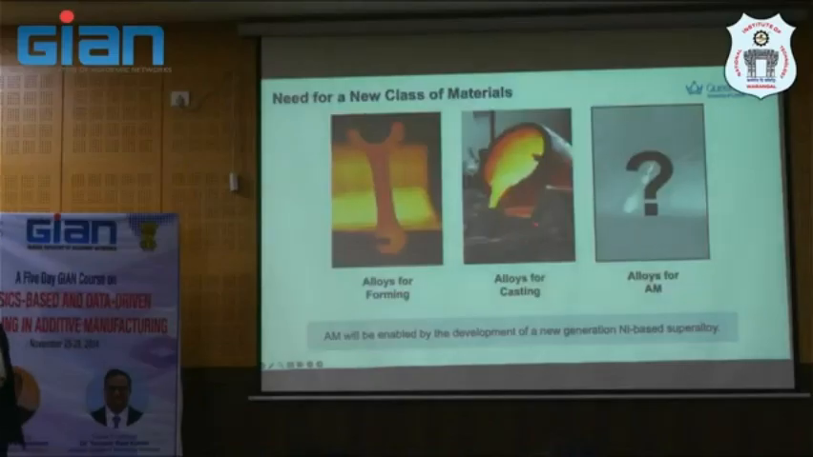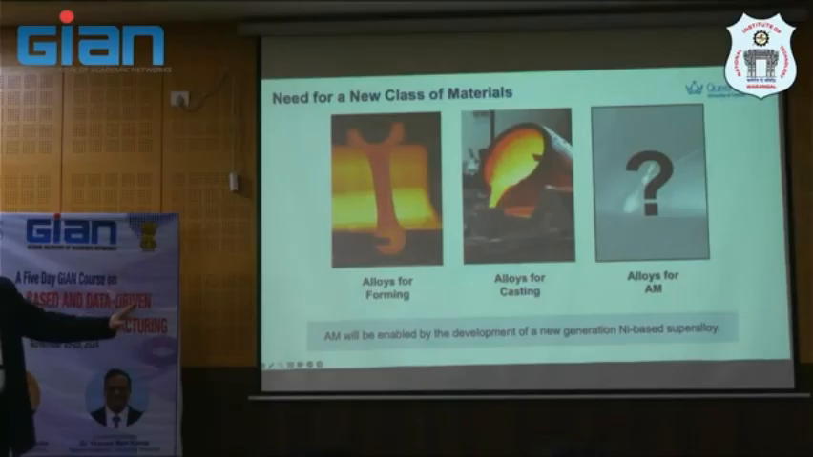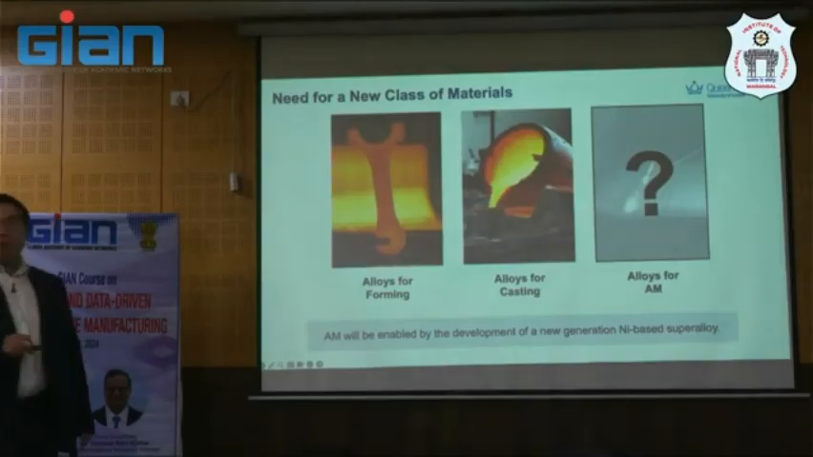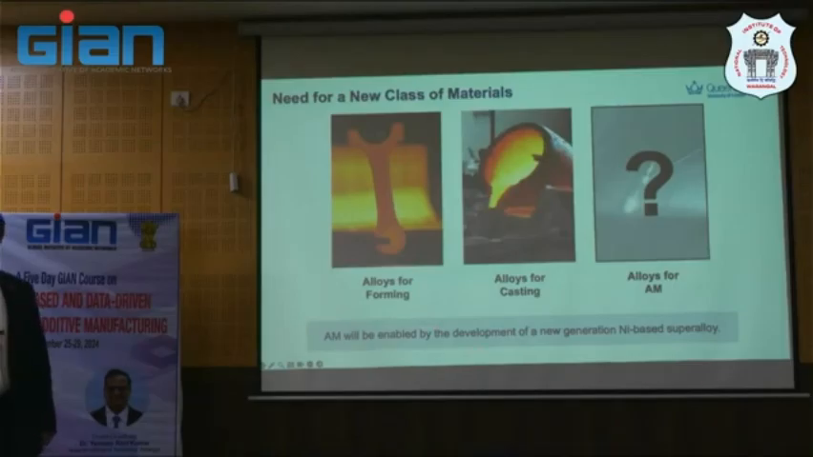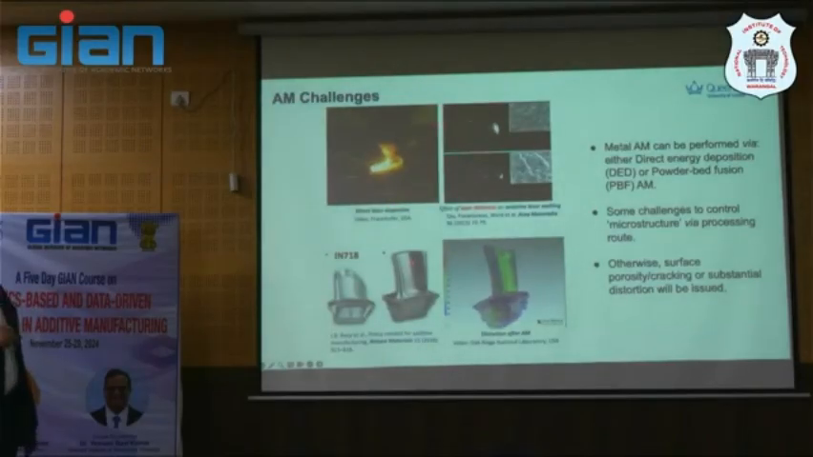This is a bit of repetition from a previous slide, where I highlight the output. This is the underlying thought: we hypothesize that we need a new class of material for the new processing approach that we use. Every time we have a new process like forming, casting, or additive manufacturing, the question is whether or not we can use the same material. That is the hypothesis. We said AM will be enabled by development of a new generation of material, and in this case we're interested in nickel-based superalloy.